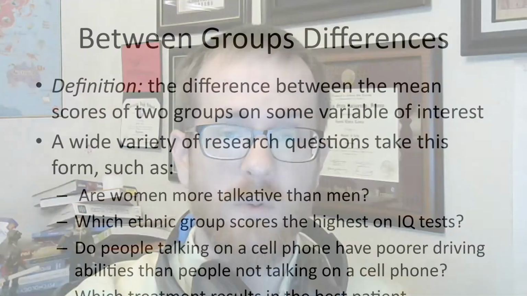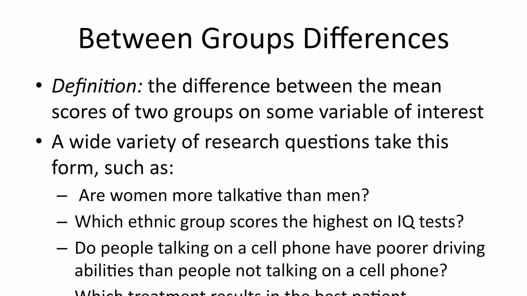But just to go into a little bit more detail, those between groups differences are the difference between the mean scores of two groups on some variable of interest. And a wide variety of research questions take this form. I just wanted to include a short list, but unfortunately I couldn't fit it all on the screen. There's just so many different things that you could potentially do when it comes to between groups differences. This is by far one of the most popular research designs that you'll find out there.